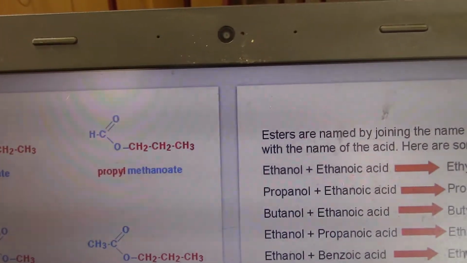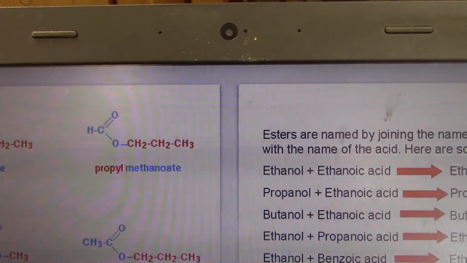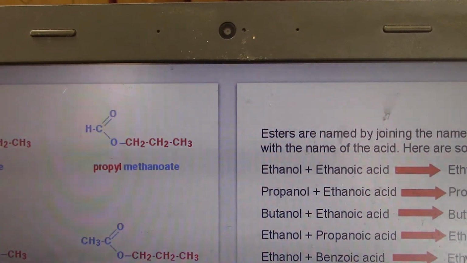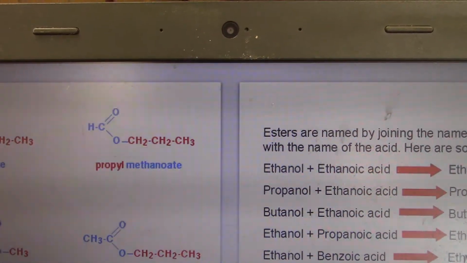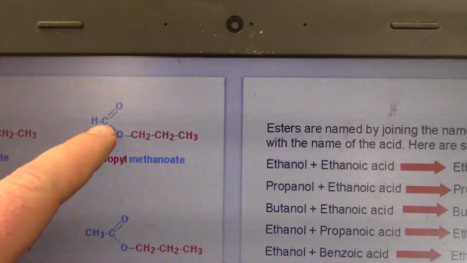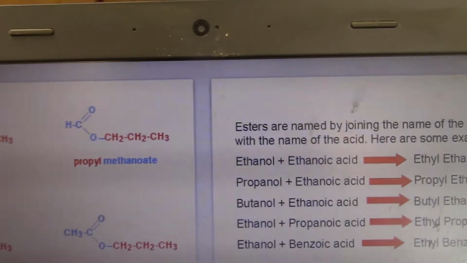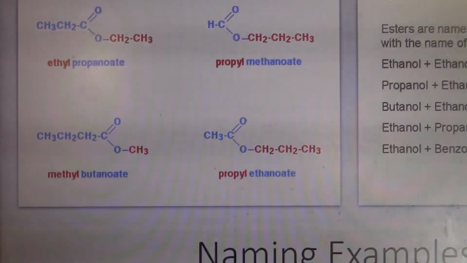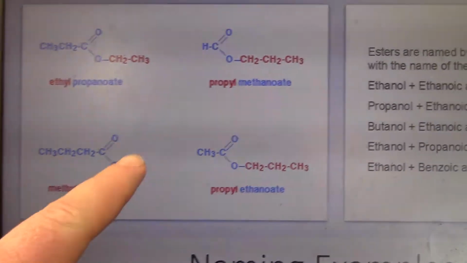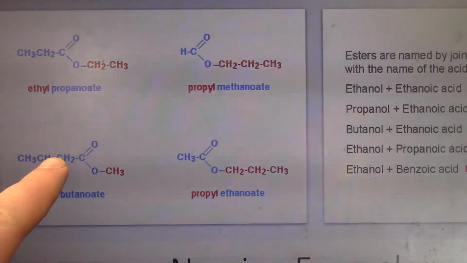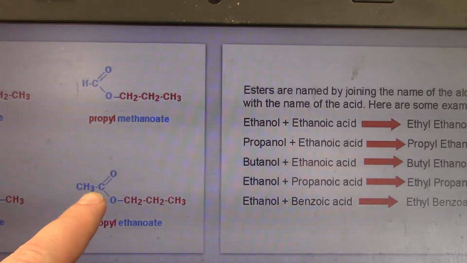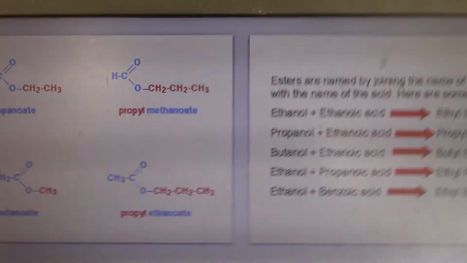And you can see this here too. Single bond O is the alcohol. The double bond O is the carboxylic acid side. So this is methanoic acid, and that's propanol. So this becomes propyl methanoate. You can see methyl butanoate. This is methanol and butanoic acid. Propanol and ethanoic acid, propyl ethanoate.